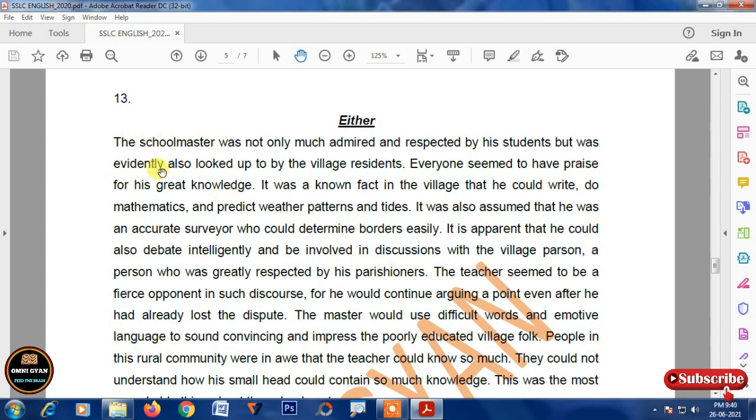So the question is, what are the characteristics of the village schoolmaster and how was he looked up to by the students and the villagers? So in short, what are the qualities of the schoolmaster?